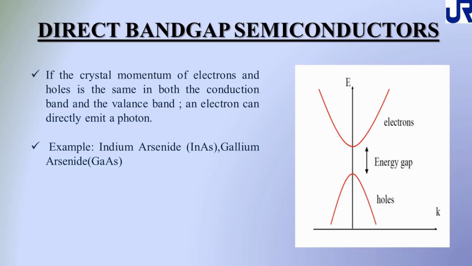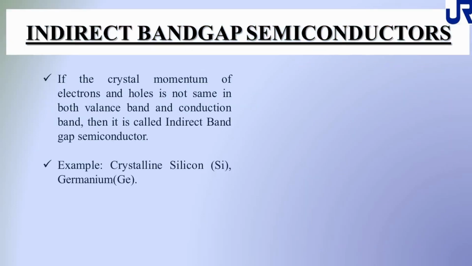So, the valence band means the outside shell of an atom. Whenever the outside shell electrons acquire some energy, they are excited into the conduction band, the next energy level, that is the conduction band.